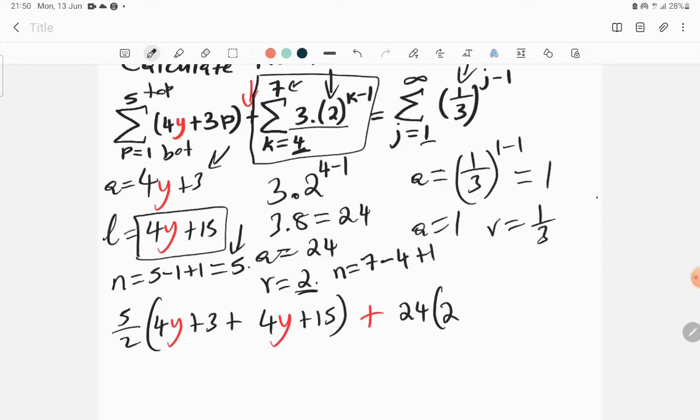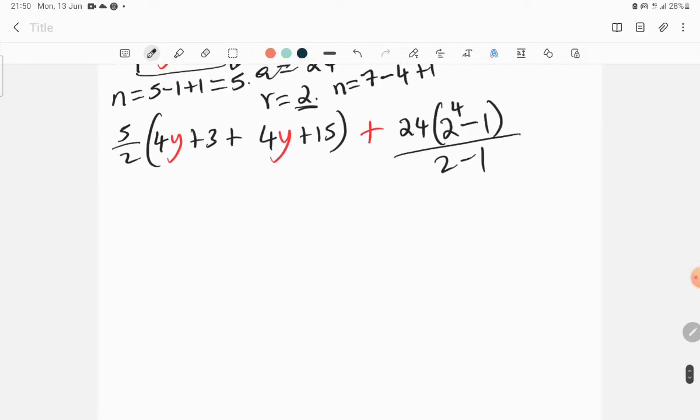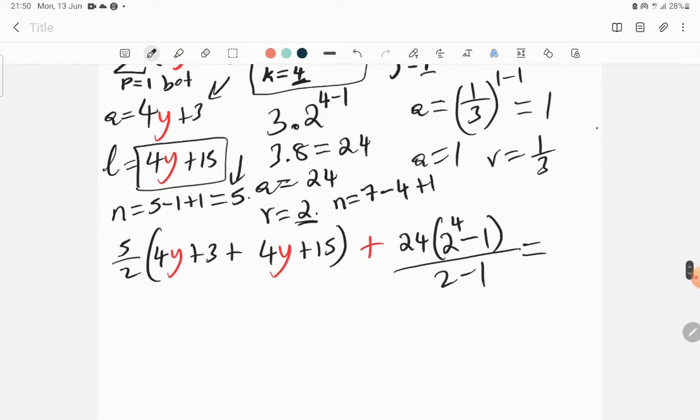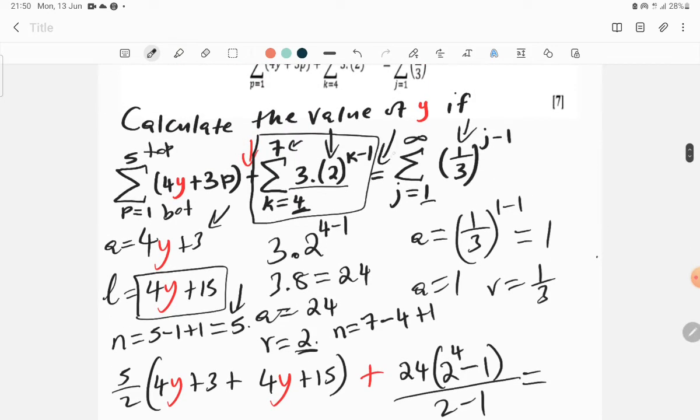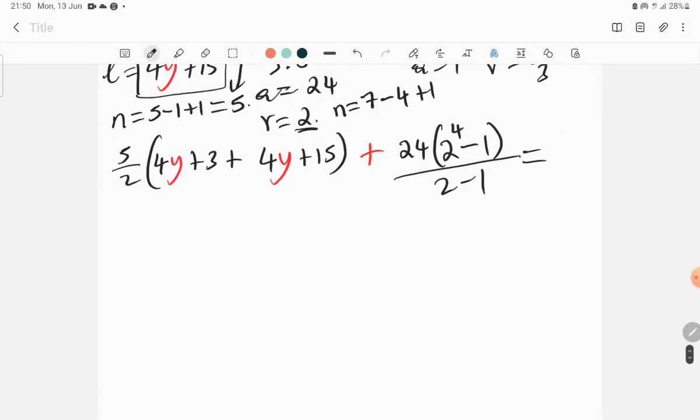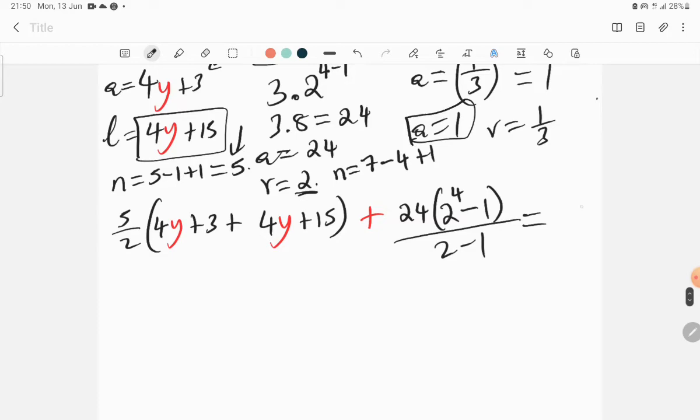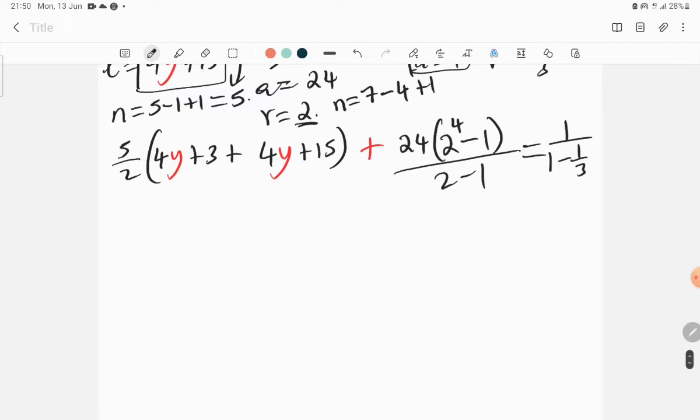So the answer is just going to be 7 minus 4 is 3, 3 plus 1 is 4. So we raise it by 4, then the 4 minus 1, all divided by 2 minus 1. So I hope you still remember these formulas because now we just apply them without referring to anything. Then this is equal to the sum to infinity. Sum to infinity, it just needs a, and a is found to be just 1, over 1 minus r, then r is 1 over 3. So we can now continue solving the rest.